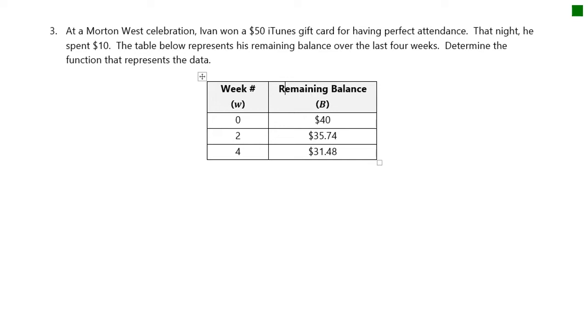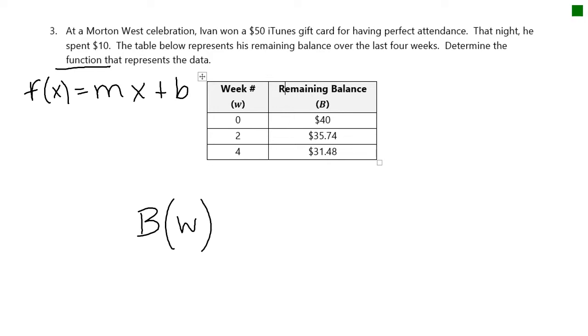All right, so what they're asking us to do is to determine the function. And again, if you don't remember what a function is, you should look at the pink and blue paper. Okay, the function is f of x equals mx plus b. So we're writing a function, but we are using the variables that they give us. Notice that the table is talking about weeks, so they put W, and the remaining balance, they put as B. So my function should look something like this, B of W.